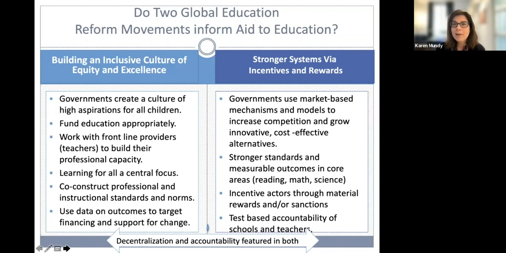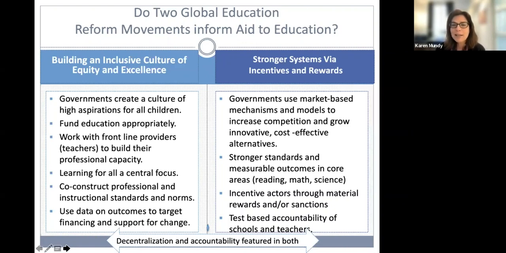One, on the one hand, and probably the more dominant and the more institutionally anchored, especially by organizations like the World Bank, is to really use incentives and rewards very effectively. This emphasis on stronger standards and test-based accountability that I'm sure you're all familiar with. And then on the other hand, we've had a much lighter reform agenda that is much more focused on creating a culture of high aspirations for children, funding education properly, working with teachers and creating a more professionalized teaching workforce, and then really co-construction of professional norms and standards. So very different reform agendas.